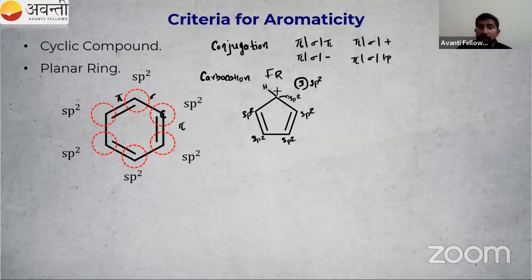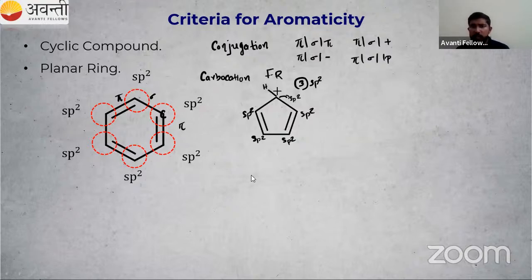Cyclic, yes, it is planar. Then there is pi, sigma, positive charge. Conjugation is also present. So it almost satisfies the condition of aromaticity. I said there is one more condition, so we will check whether this organic compound follows that condition or not.